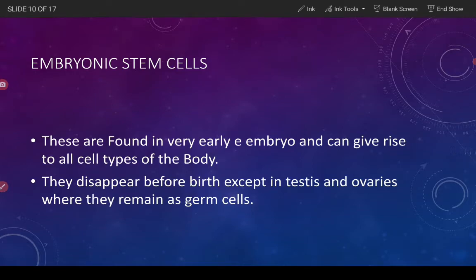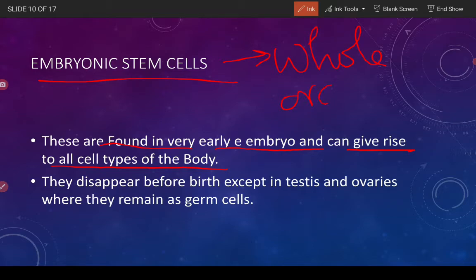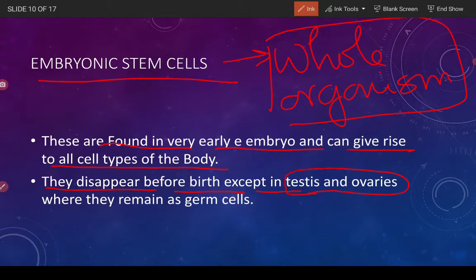Embryonic stem cell. So the embryonic stem cells are another kind of stem cells. These are found in the very early embryo and can give rise to all cell types of the body. So this embryonic stem cell could form any kind of organ or tissue in the body, or could give rise to a whole organism. They disappear before birth except in testes and ovaries, where they remain as germ cells. So after birth the embryonic stem cells disappear and only remain in the testes and ovaries as germ cells.